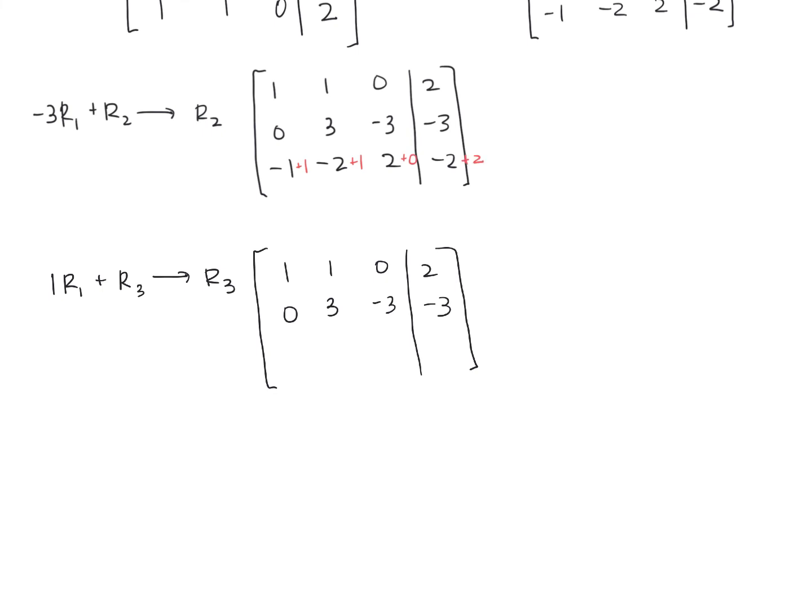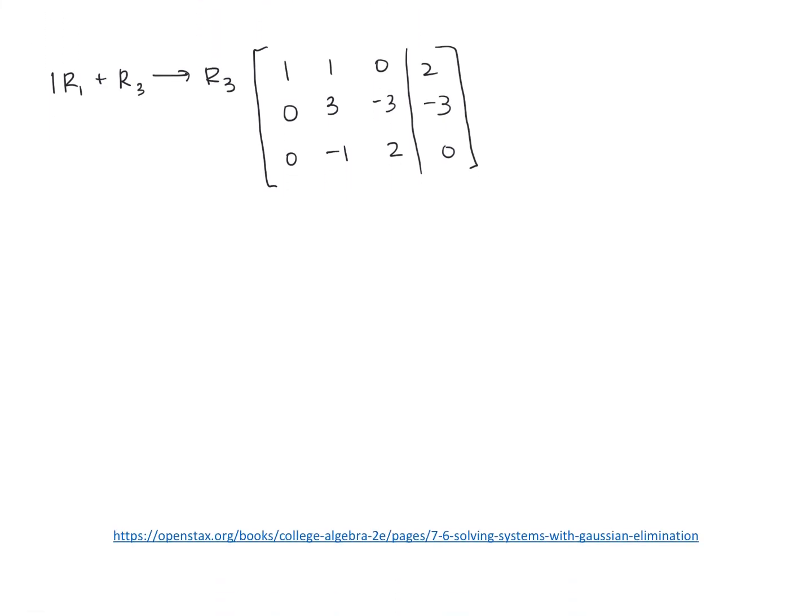All right, so let's see what we get. -1 plus 1, that's 0. -2 plus 1 is -1. 2 plus 0 is 2. And negative 2 plus 2, 0. Okay, so things are looking good. Down the first column, we've got exactly what we want. Now we're going to work on column number 2.